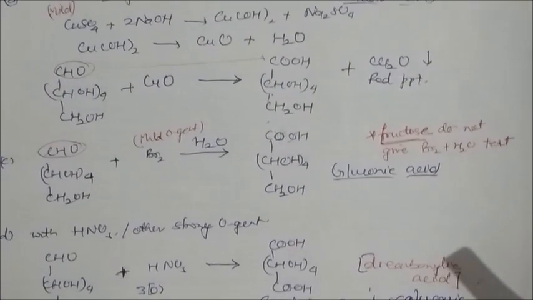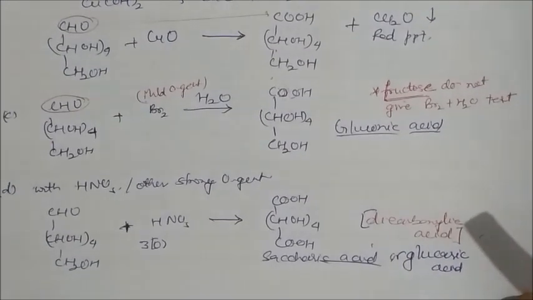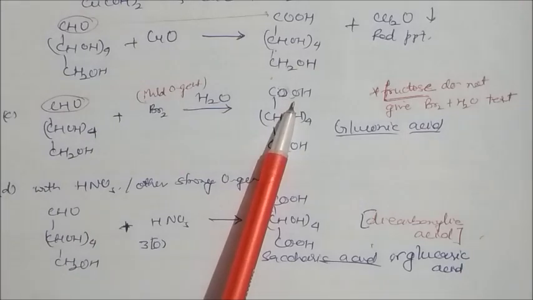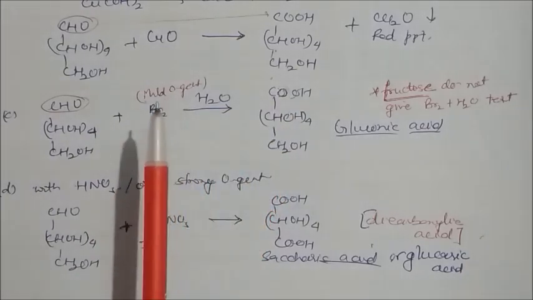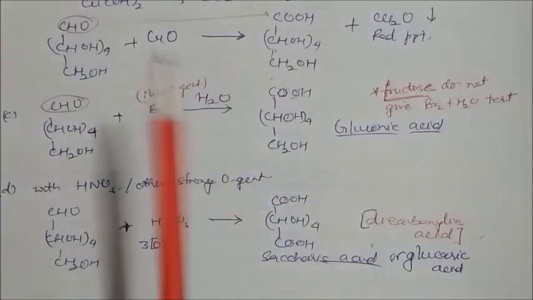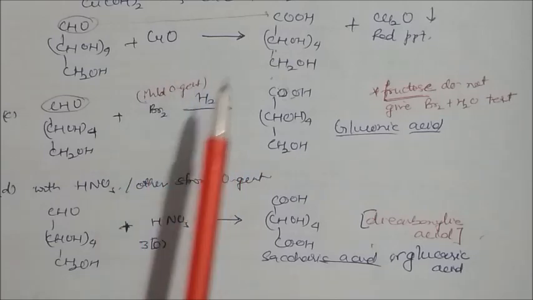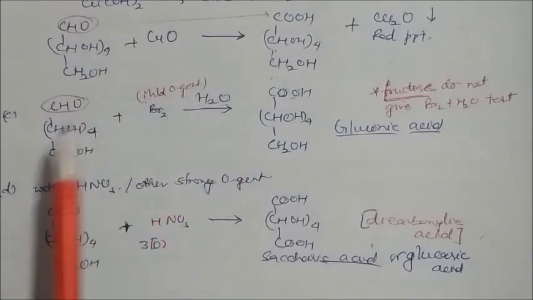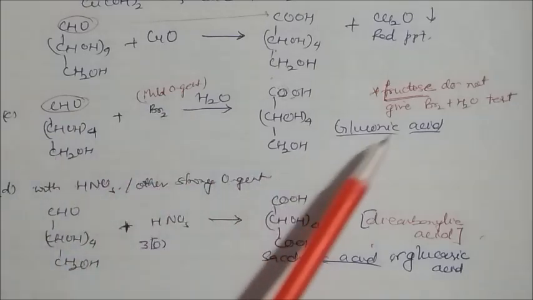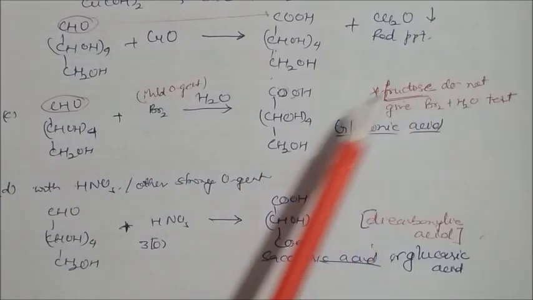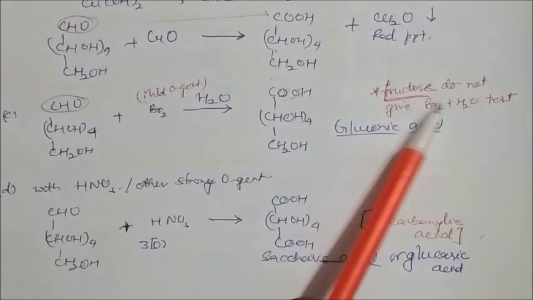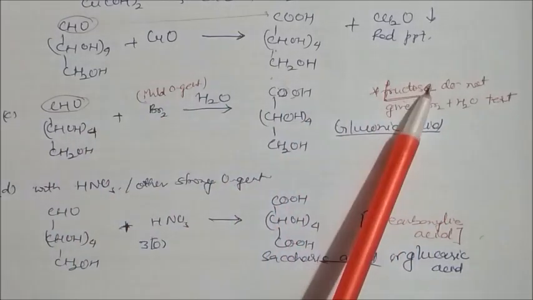Again, you can use bromine water. In the case of bromine water, what will happen? The CHO will convert into carboxylic acid. It is called gluconic acid. Tollens reagent, Fehling solution, and bromine water are the tests for identification of glucose. But bromine water distinguishes glucose and fructose. Fructose does not give the bromine water test because it is a ketonic sugar. Only glucose will give it. This is the difference between glucose and fructose.